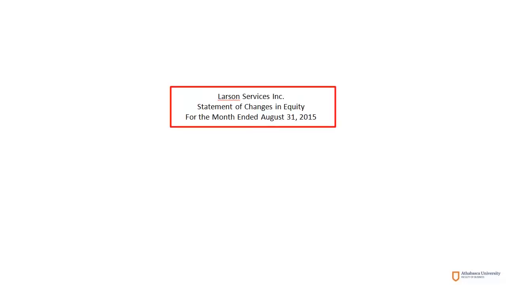The next statement we want to prepare is the statement of changes in equity, which, like the income statement, has a 3-line title where the date line represents a period of time. Why a period of time? Because the statement explains how equity changed during a given period of time, in this case, the month of August.